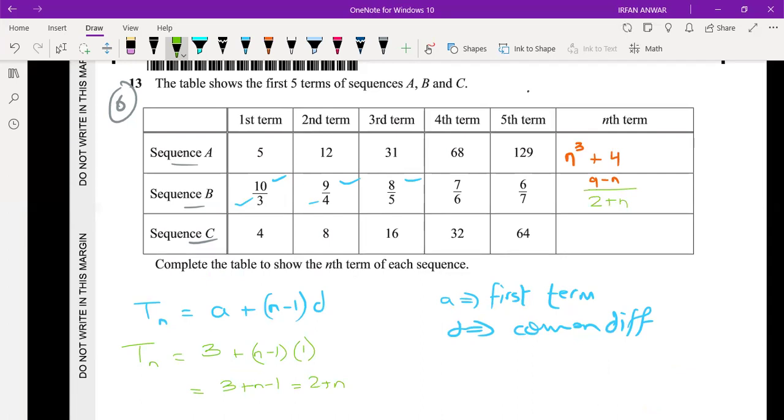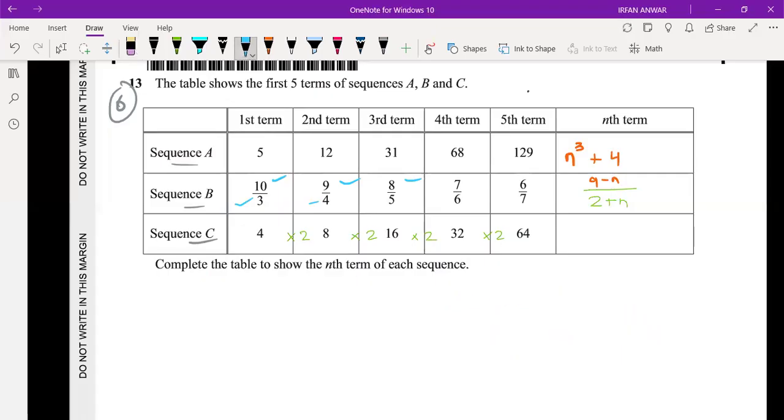Now, sequence C, in this one, each term is getting multiplied by 2, right? Now, this is a classical case of a geometric progression where each subsequent term has a common multiple. And how do you find this ratio? Let me just erase the previous one so that you're not getting confused between arithmetic progressions and geometric progressions. In this geometric progression, the common ratio is denoted by term n plus 1 over term n.